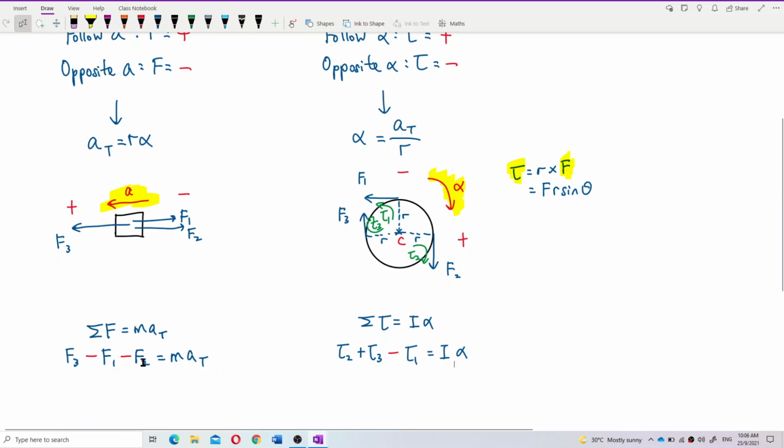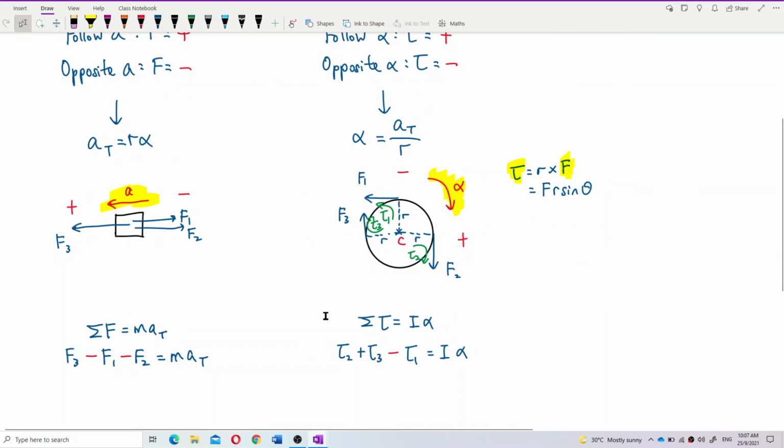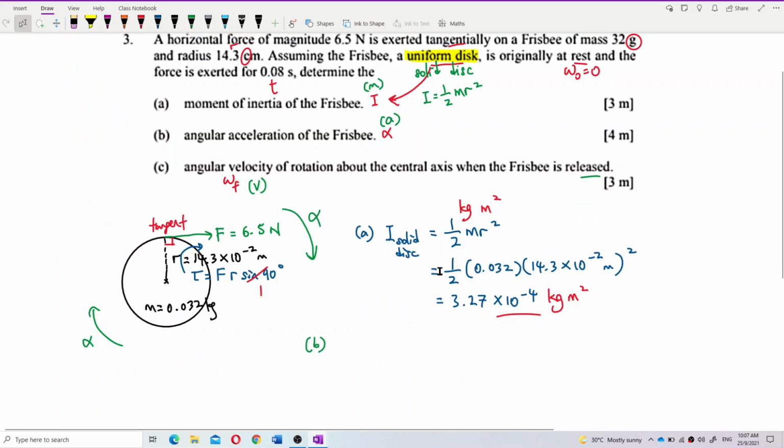We just translate from linear motion terms to rotational motion terms. Okay, so back to the question. We just apply the same concept.